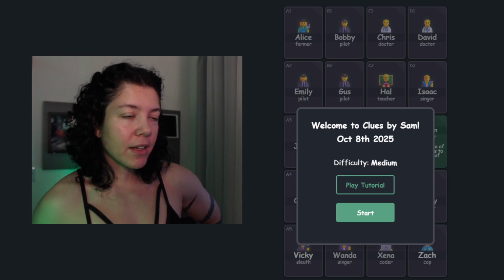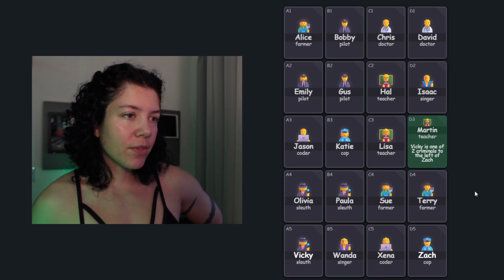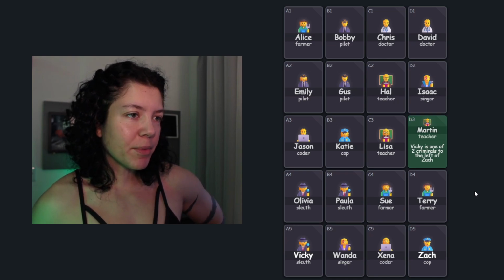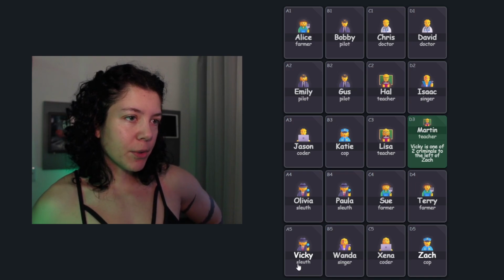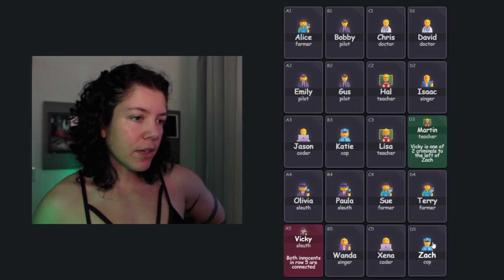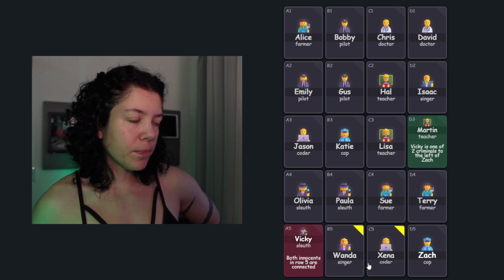I can see a peek of a clue here. Let's start. Well, we have Martin telling us that Vicky is one of two criminals to the left of Zach. This Vicky name is giving me PTSD from yesterday's. So we know that Vicky is here, and she is a criminal to the left of Zach. There is one other criminal here to the left of Zach who is going to be either Wanda or Zena.